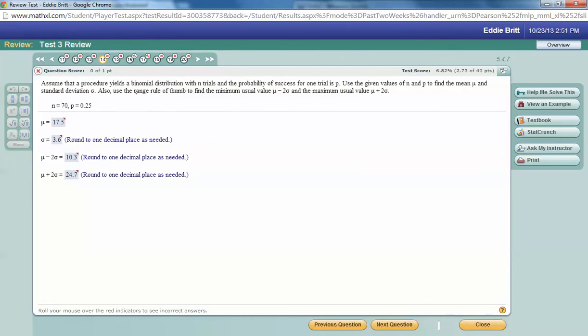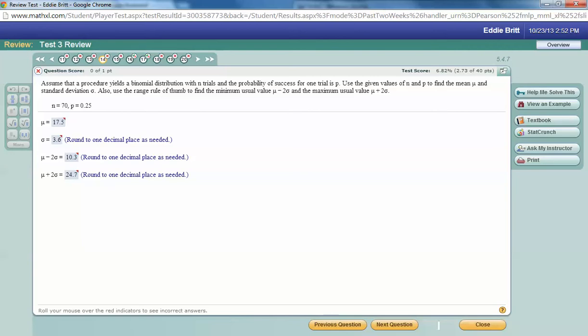Assume that a procedure yields a binomial distribution with n trials and the probability of success for one trial is p. Use the given values of n and p to find the mean mu and standard deviation sigma. Also use the range rule of thumb to find the minimum usual value and maximum usual value.